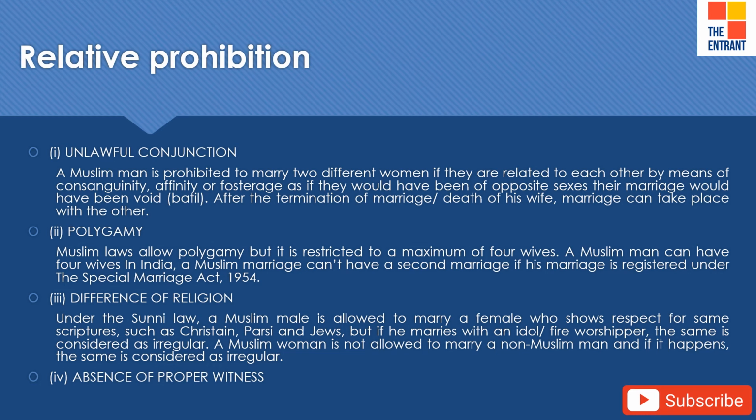The third, being difference of religion. Under the Sunni law, a Muslim male is allowed to marry a female who shows respect for same scriptures, such as a Christian, Parsi, or Jew. But if he marries an idol or fire worshipper, the same is considered as irregular. A Muslim woman is not allowed to marry a non-Muslim man, and if it happens, the same is considered to be irregular. The fourth condition is the absence of proper witness, which will be discussed in the next slide.